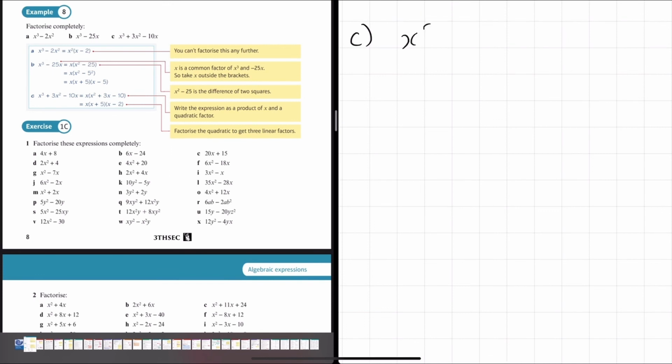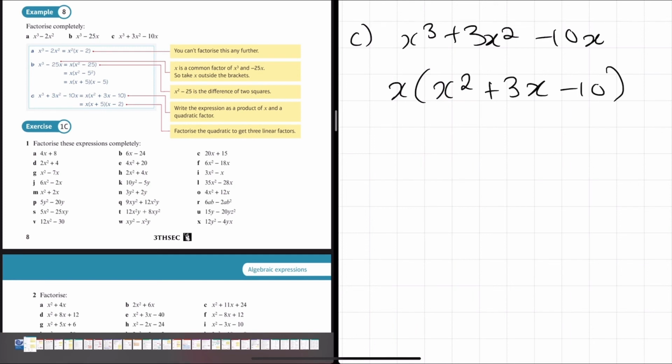C. X cubed plus 3x squared minus 10x. Well, they all have an x in common, so I'll take that out first of all. That leaves me with x squared plus 3x minus 10, which is a quadratic. So what I will be doing is finding factors of minus 10 that add to give me 3. One must be negative, one must be positive, so I will go with minus 2 and 5. And then I can simply put it straight into brackets, x minus 2, x plus 5.